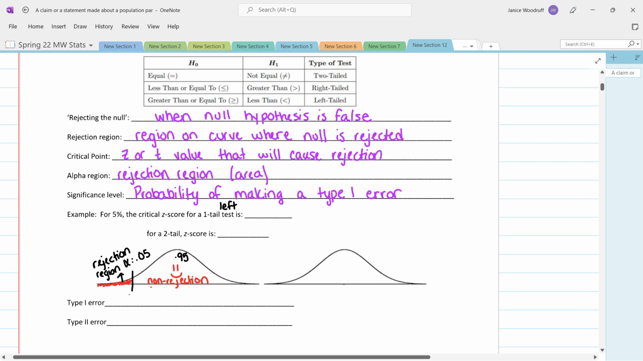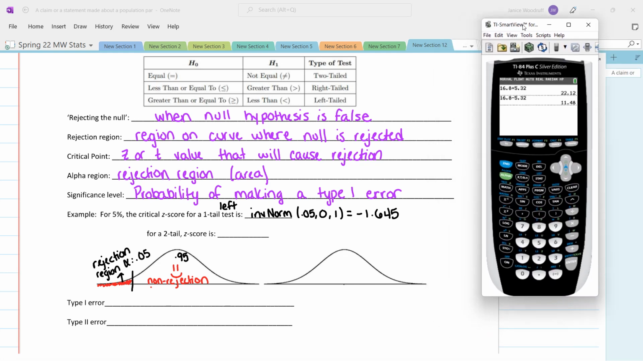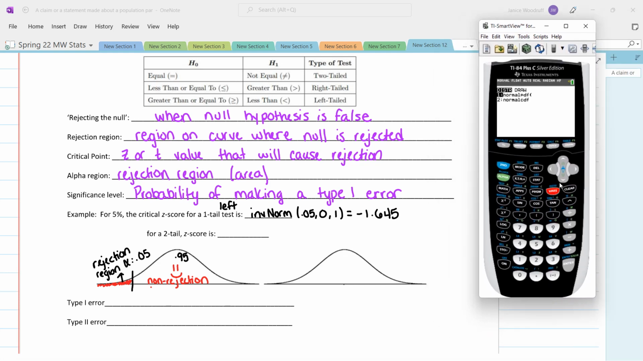Okay, and that critical value, let's say we're doing a z-value, right? That's inverse norm, area of 0.05, 0, and 1, and that should give us a negative 1.645. So second distribution, inverse norm, area 0.05. It gives you a negative 1.645.